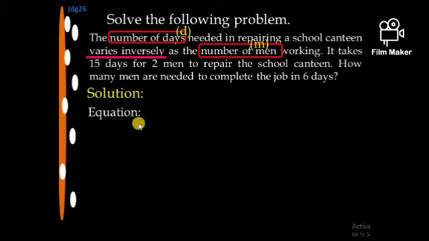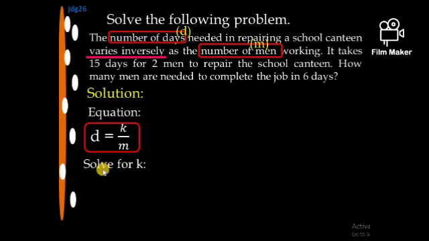So, gawin na natin ang equation. The first letter na binanggit sa problem is D. Equals K. Dahil inverse variation siya, so yung M ilalagay natin as denominator. And meron na tayong equation. Next is, isolve natin ang value ng K. So, ano-ano yung mga given? So, we have 15 equals K over 2.